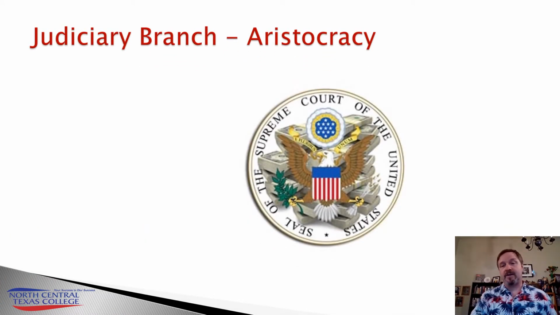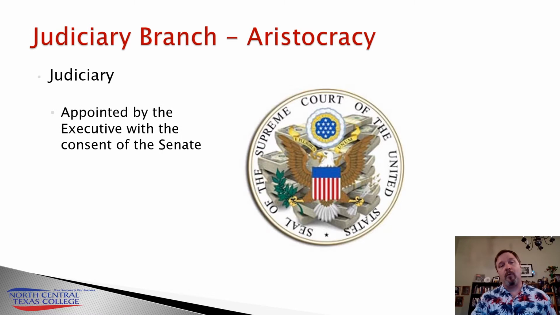The Judiciary branch, like the Senate, is also an aristocracy, right? They are appointed by the executive, with the consent of the Senate. So members of the Supreme Court, as it's going to come to be called, are appointed by the President of the United States, but with the consent of the United States Senate, right? This creates an independent judiciary, though. It's separate from the other two branches. Remember, it's all part of this checks and balances thing.